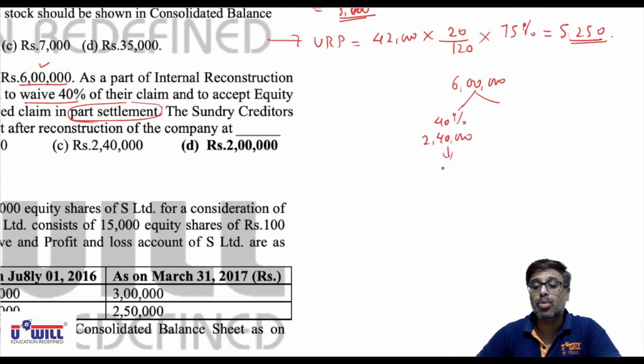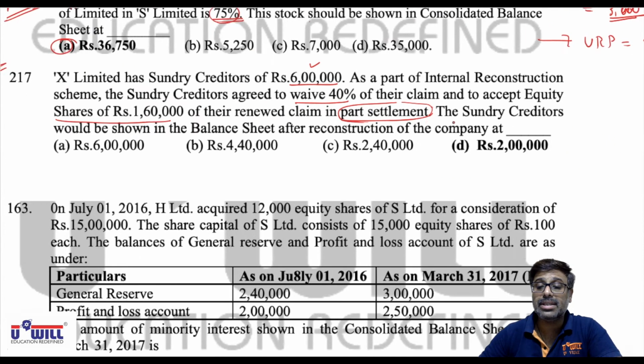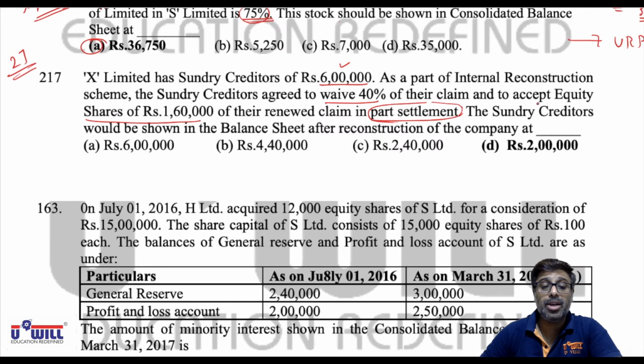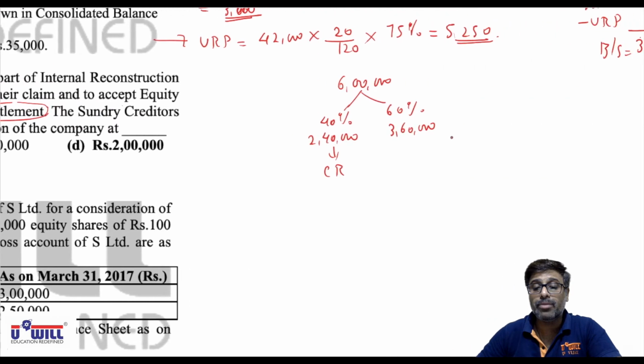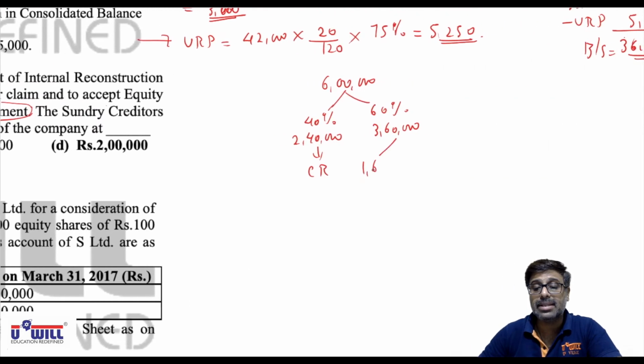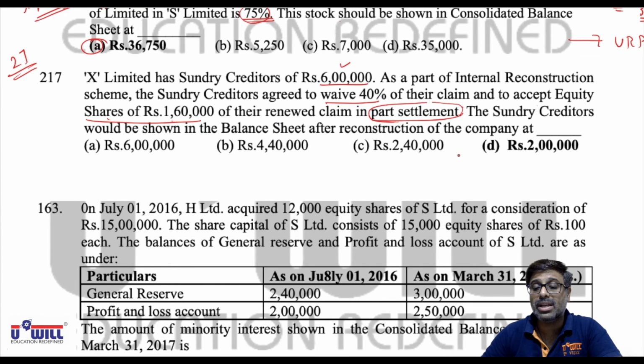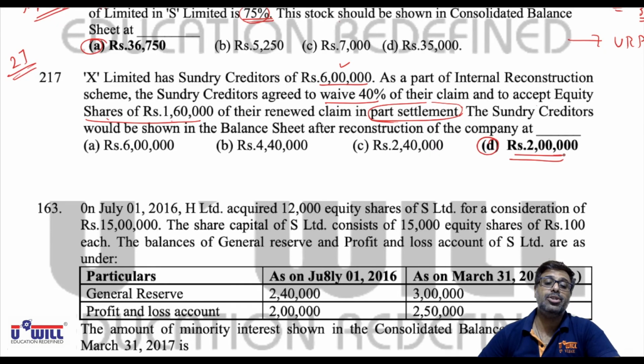Now the remaining amount payable to them is 60%, that is 3,60,000. Out of this 3,60,000, they say they accepted equity shares of 1,60,000 in part settlement. So from 3,60,000, 1,60,000 we have given in the form of equity shares in part settlement. How much is still payable to them? 2 lakhs we have not settled. That will come in the balance sheet. The amount still payable to them, 2 lakhs, will come in the consolidated balance sheet.